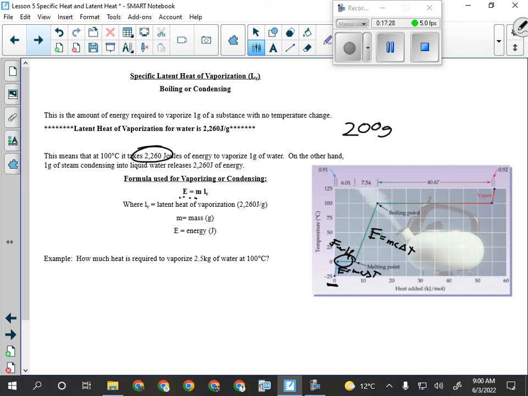100 degrees. I'm going from 0 to 100. Okay, so it would be 100 degrees. And then for this part here, I'd use E equals MLV: 200 grams times 2,260 joules. And then for this part here, I'm heating it up again. There's a temperature change, so I'd use the formula that has temperature change in it: 200 times the specific heat capacity of steam, which is 2.02, times another 25 degrees.